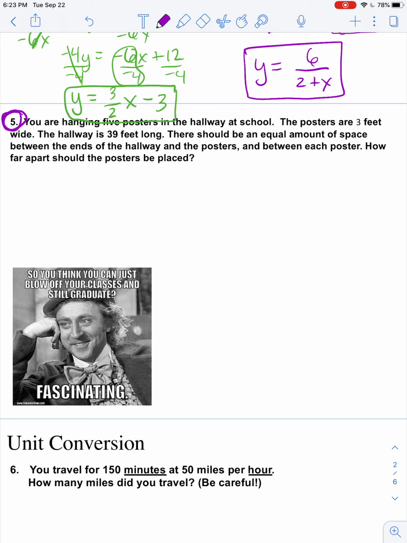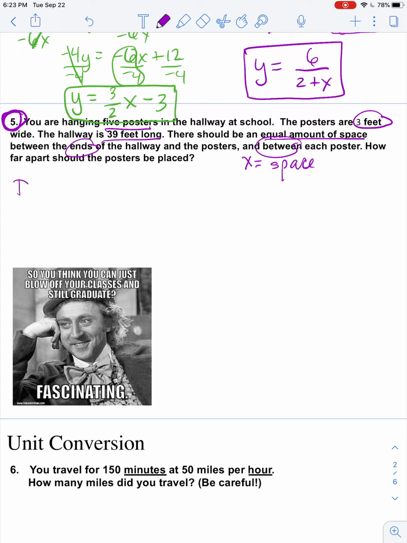All right, same thing here. I love this problem. You are hanging 5 posters in the hallway at school. The posters are 3 feet wide and the hallway is 39 feet long. There should be an equal amount of space between the ends of the hallway and the posters and between each poster. Geez Louise. So the question is, how far apart should the posters be placed? So the thing we're looking for is x, and that's going to be the space between the posters.